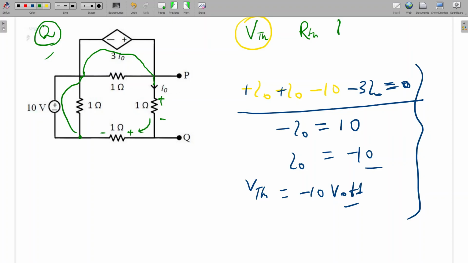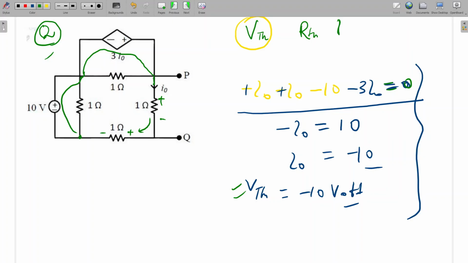This is an open circuit PQ. So I naught plus I naught. Here it will be minus 10, and again coming here it will be minus 3 I naught. So this should be equal to 0, total summation. Is it clear? Clear to all? Yes, sir. Okay, so VTH will be negative here.